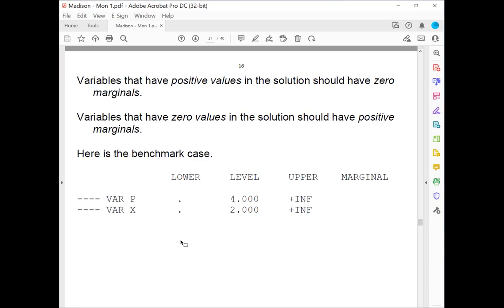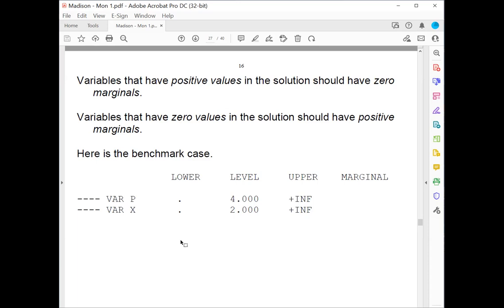So when we solve this model, and we'll do that in a second, you go down the listing and click on the first solution value. GAMS reports 4 things about variables: the lower level, the solution value, which is called level, the upper bound, and the marginal. If you declare something as a non-negative variable, the lower value is automatically set at 0, and the upper value is set at plus infinity.